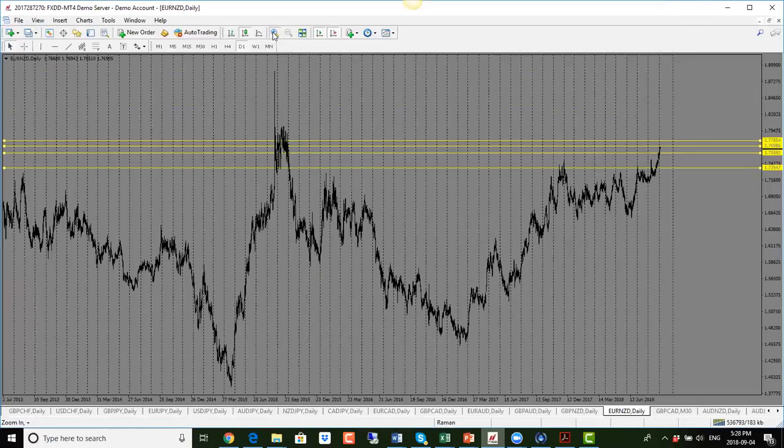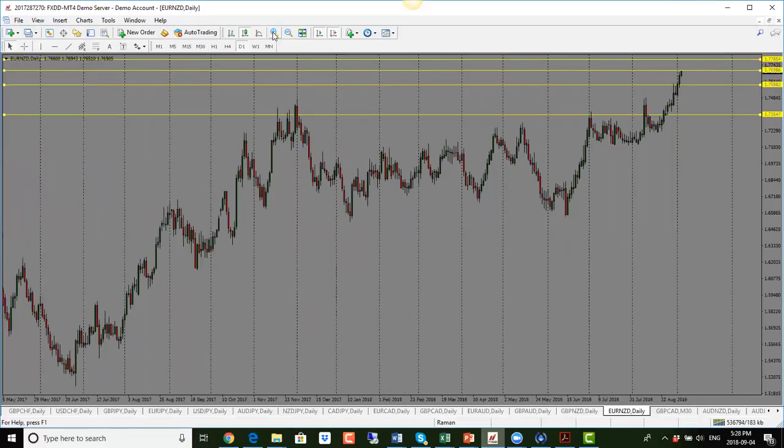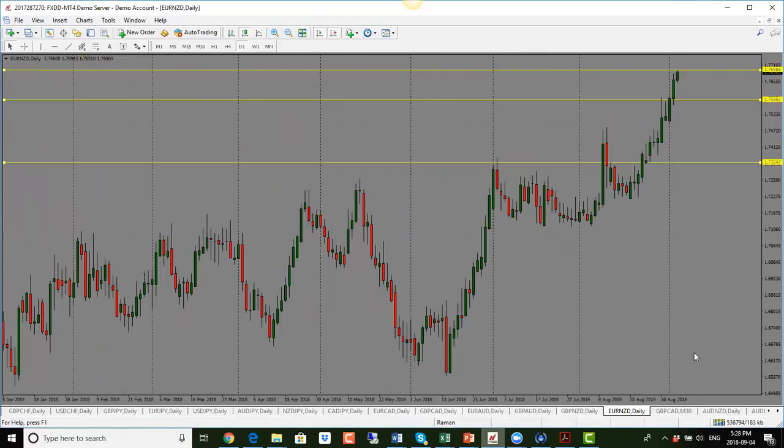1.7780 will be the target to the upside for Euro New Zealand. So bias is bullish for that.